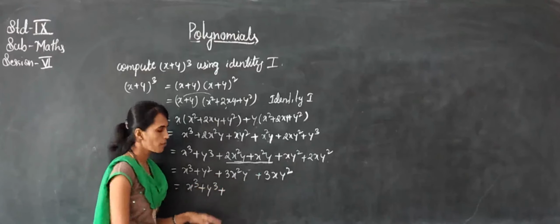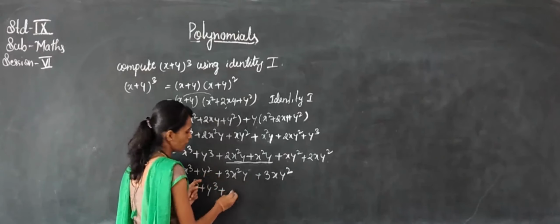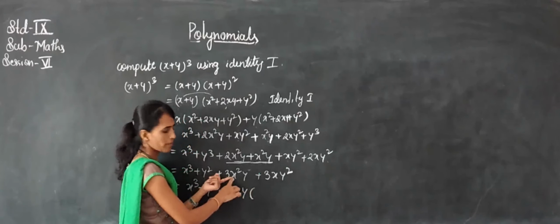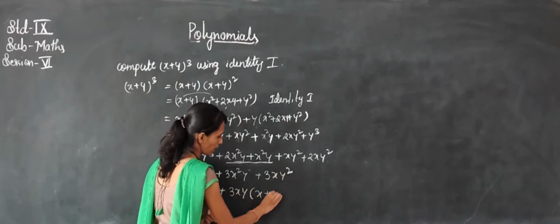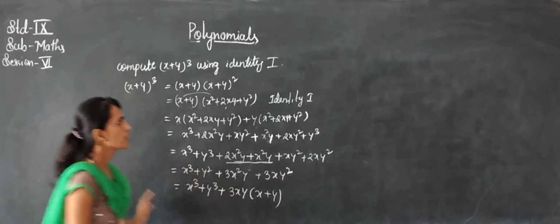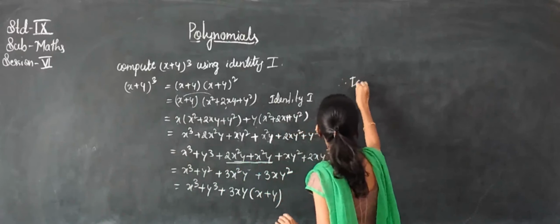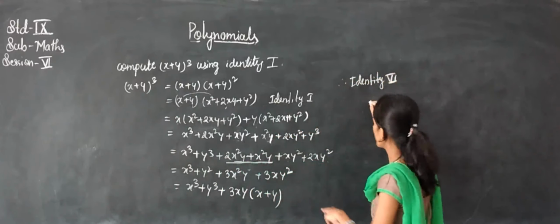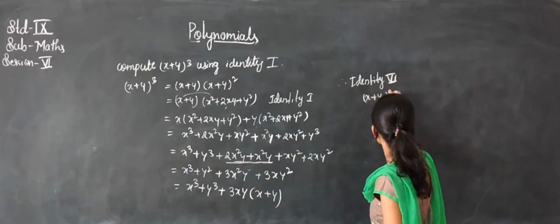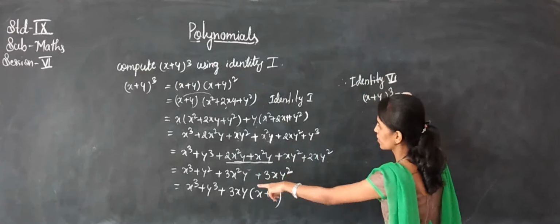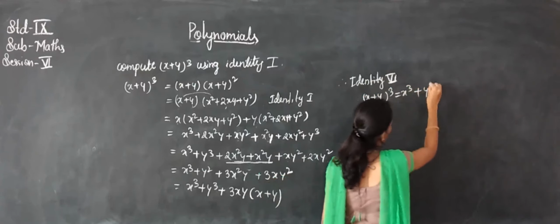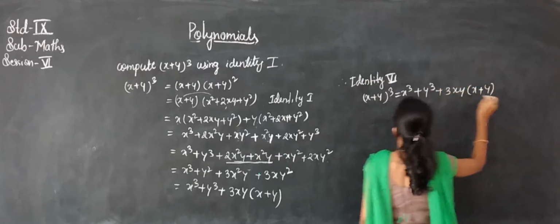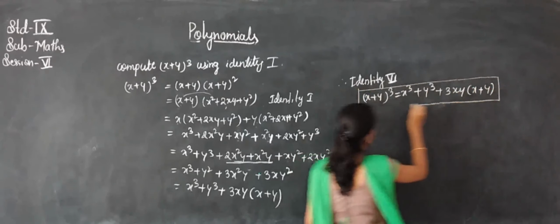In between these two, 3 is common, x is common, y is common. So we can take 3xy as common. 3xy common, and what we can combine, only x is there, and here we have 1. So this is the 6th identity. (x + y)³ is equal to x³ + y³ + 3xy(x + y). So this is the 6th identity.